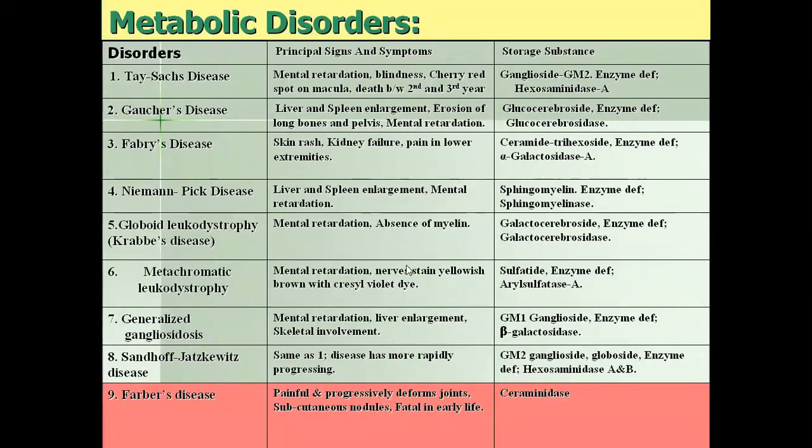Number 4, Niemann-Pick disease, an autosomal recessive disease caused by the inability to degrade sphingomyelin. The deficient enzyme is sphingomyelinase. Niemann-Pick disease further consists of two types, type A and type B. Type A is a severe infantile form with less than 1% normal activity.